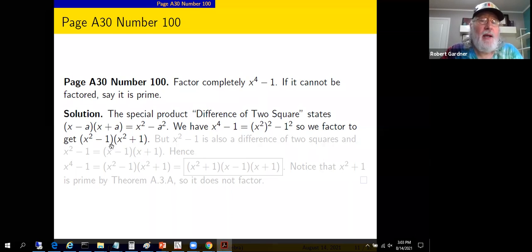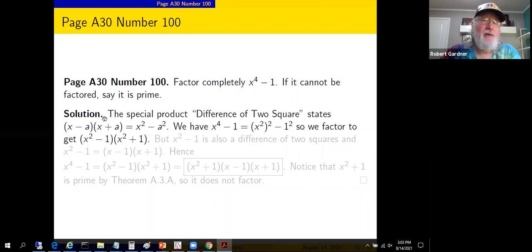If you don't buy it, pause and think about it. Pause the video and think it through. It's simply a substitution of x squared here for x in these 3 locations. You can substitute anything you want to for x. I want to substitute x squared. And for a, we're substituting 1. And that produces this. Multiply it out. FOIL this. Sure enough, you'll see you get x to the 4th minus 1. So this is accurate. So we've taken the original polynomial and factored it as this.